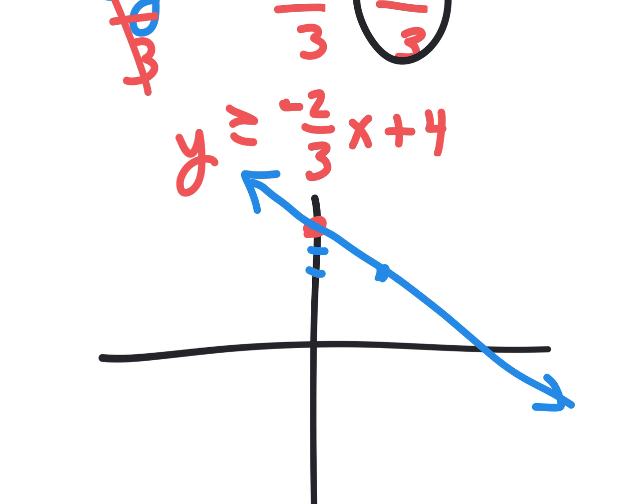Should it be a solid line? What do you think, Will? Solid or dotted line? Solid. This symbol has an equals in it, so it's solid. And then shade above it or below it, Jaden. This, by the way, is greater than. Above it.